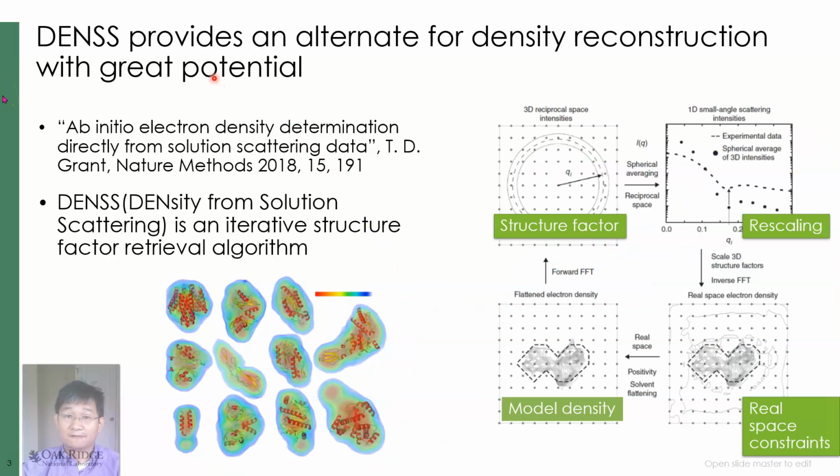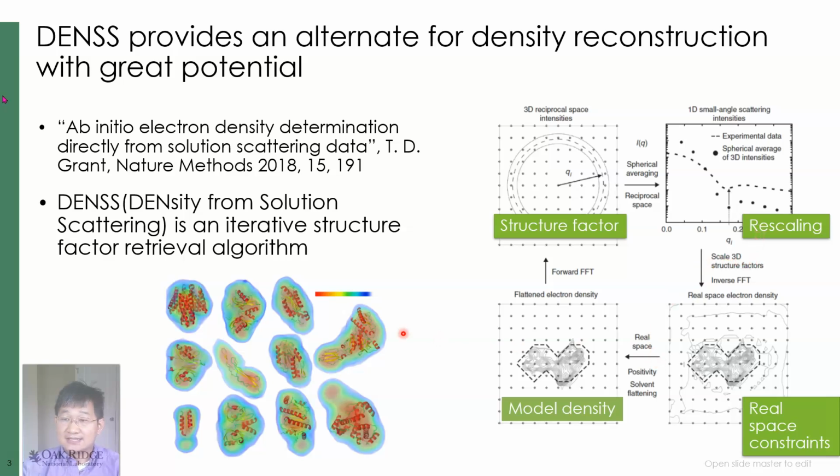Recently, with the development of DENSS, an iterative structure factor retrieval ab initio method, density reconstruction becomes possible for either SAXS or SANS data. Basically, it starts with a random model density. During each iteration, structure factors with both amplitude and phase are scaled to the experimental isotropically averaged 1D scattering data. Once the model scattering intensity converges with the experimental data, we can consider the phase carried by the model structure factors able to represent the actual phase.